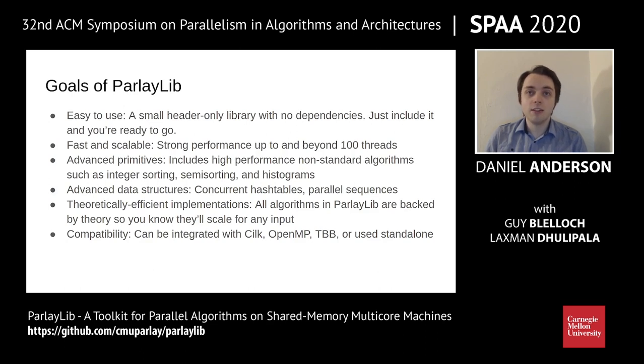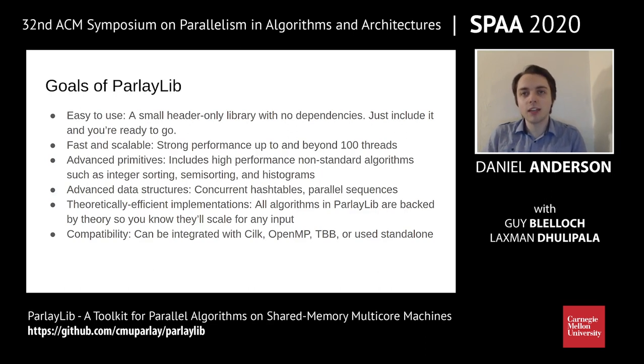It provides support for many advanced parallel primitives, so in addition to the standard things you would expect from a standard library, it also provides non-standard things like integer sorting, semi-sorting, computing histograms. We have a range of data structures, from things like parallel sequences, which are essentially a parallel version of a C++ standard vector, but they support updating, modifying, initializing, and destruction all in parallel. And we also have a concurrent hash table, and a delayed sequence, which is basically a lazy functional sequence that you can use, which is very useful for speeding up parallel code.